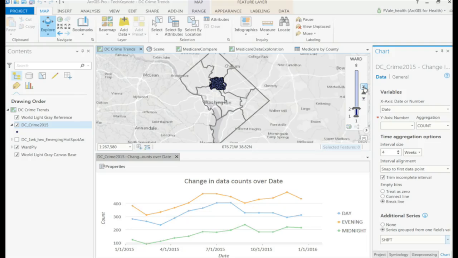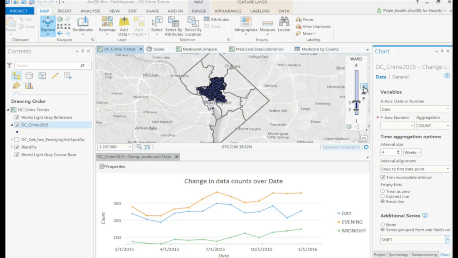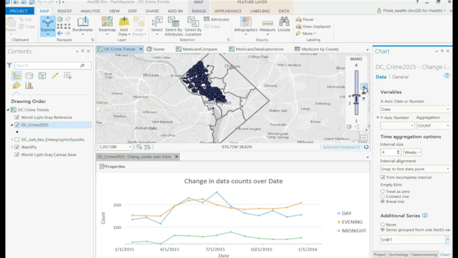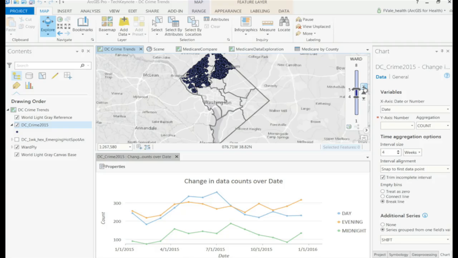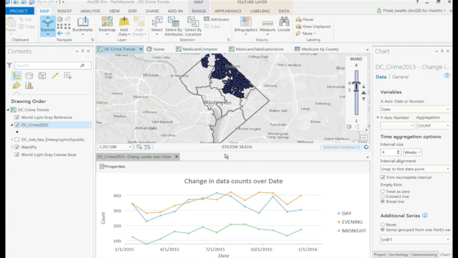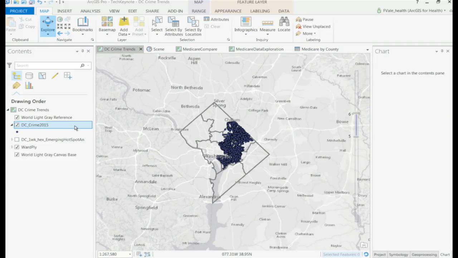And as I cycle through here, we can compare these different wards to each other and see how they vary over space. Some of these areas have the most crime at night, while some of them have the most crime during the evening. And we can explore how they change over time also. So it looks like in this ward, we have more crimes during the day in the summer, while we have more crimes in the evening in those colder months. So a couple different ways of exploring this data, but we're also interested in this pattern over space.